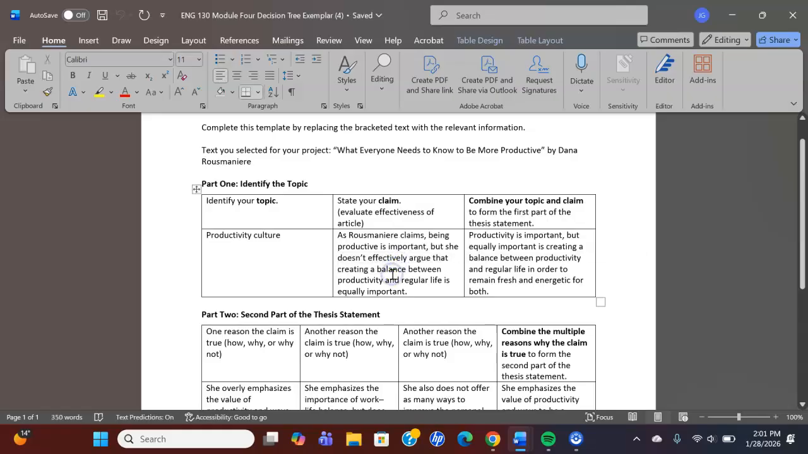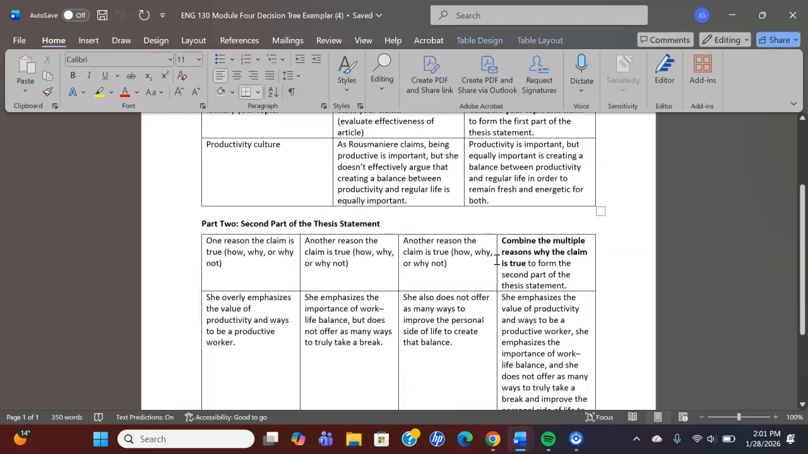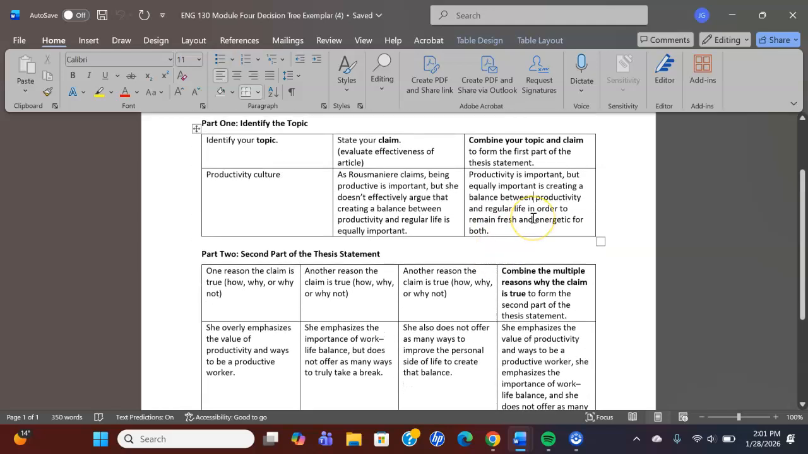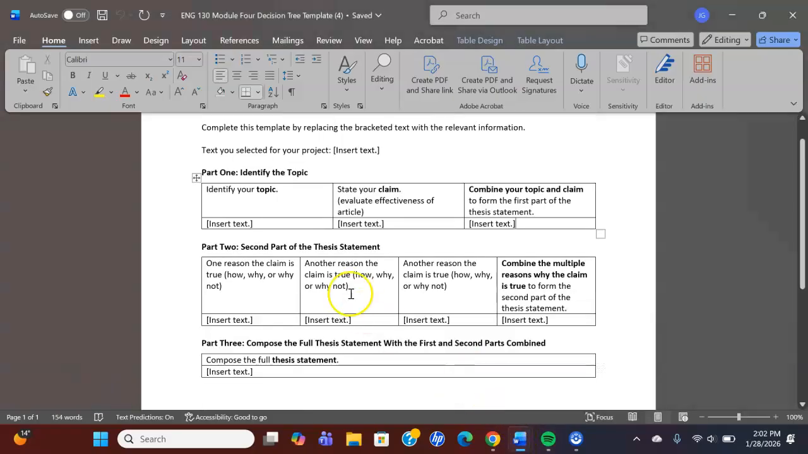Okay, so this is the student's analysis, that the article is not effective in proving her claim. Okay. And then you will combine these two. Productivity is important, but equally important is creating a balance between productivity and regular life. So this is the first part of the thesis statement. And now you're going to look at the second part of your thesis statement.